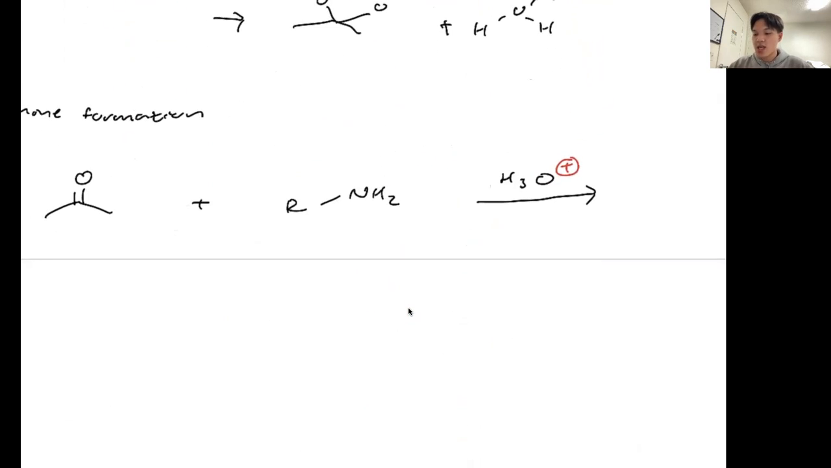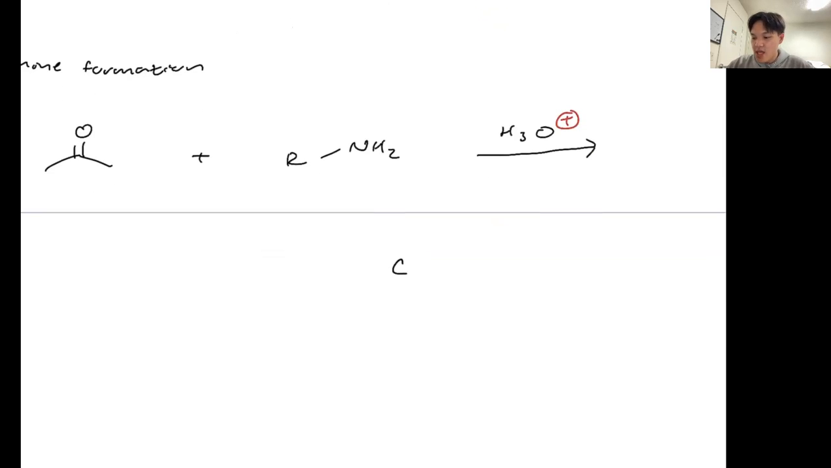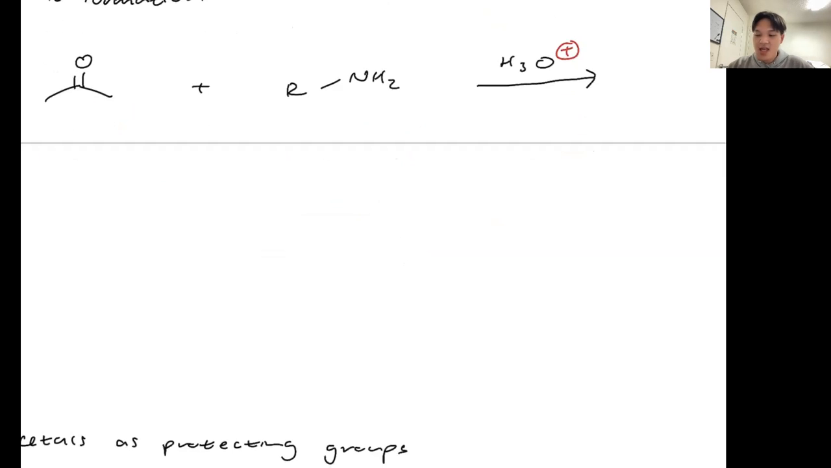So our last one is called an imine formation. So an imine is a carbon double bonded to a nitrogen, right? And so we still have the same. We have a ketone, and this is called an amine, and this is under acidic conditions, right? Again, the same steps.